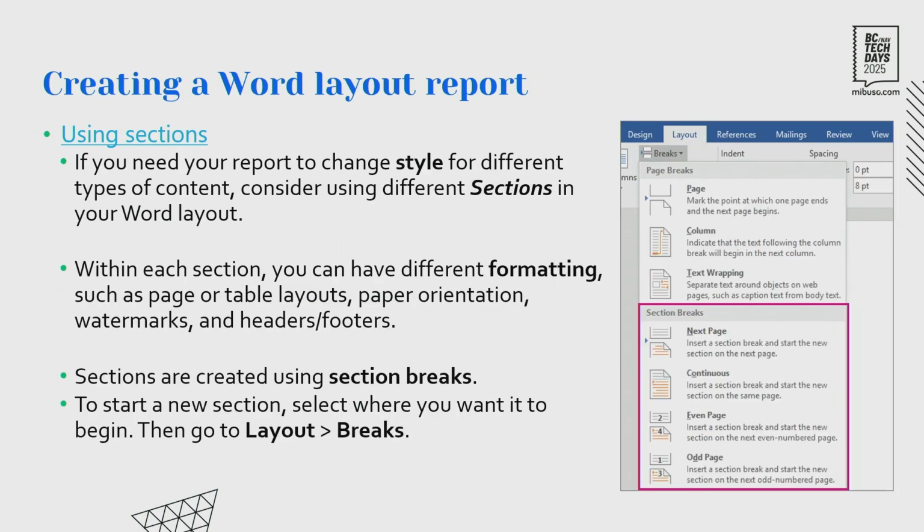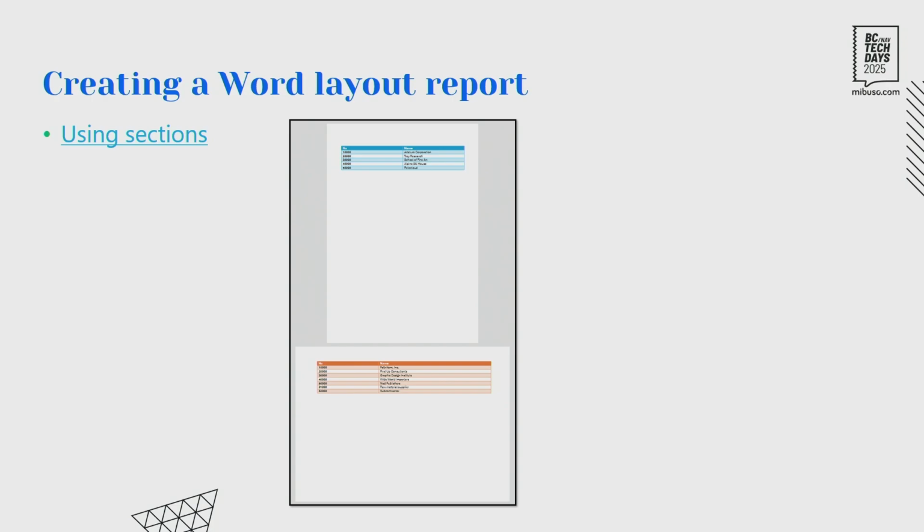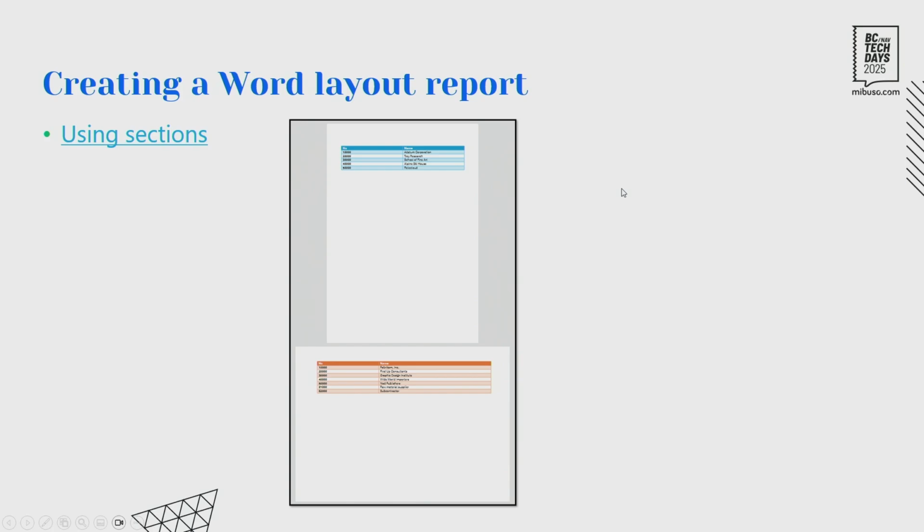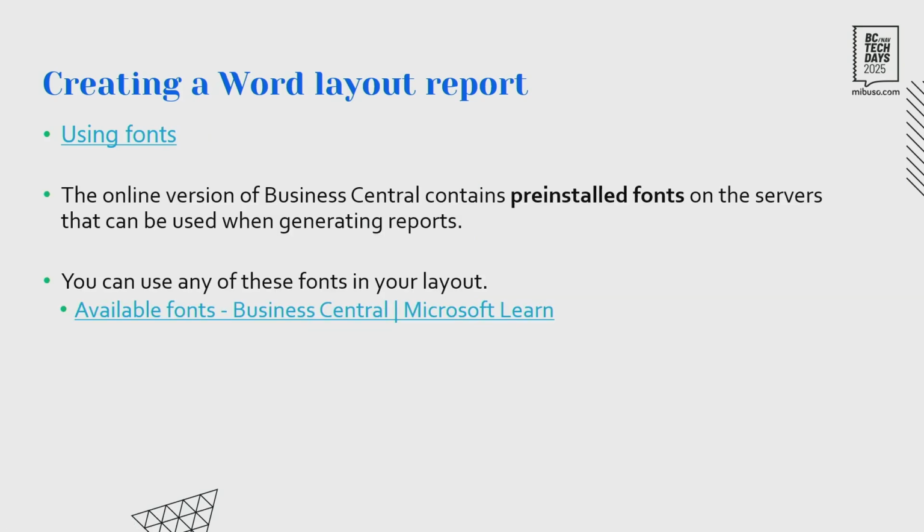Sections, that might be the best tip to use in the Word layout. In a Word layout, you can create different sections which have different properties, formatting, paper size, for example. You can have sections start on the next page, but also in the same page you can create multiple sections. And you have more control on what happens. For example, this is also one report where the first page is portrait and the second page is landscape, by simply using sections and changing that on there. So that might be interesting to do.